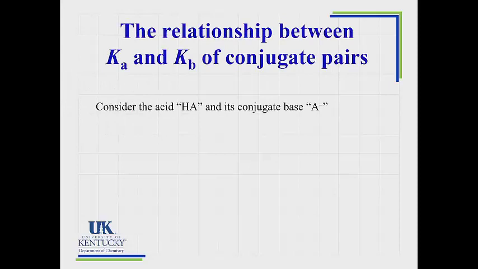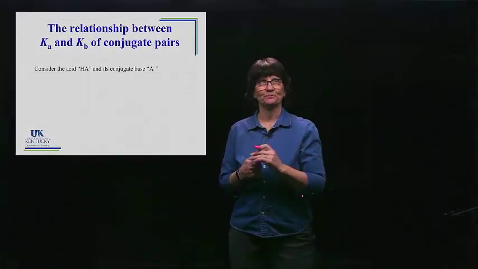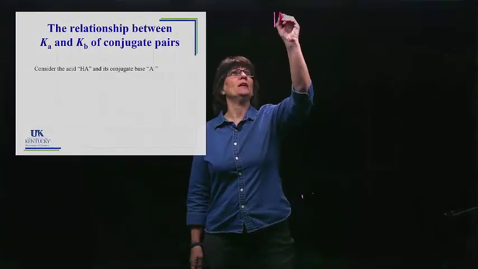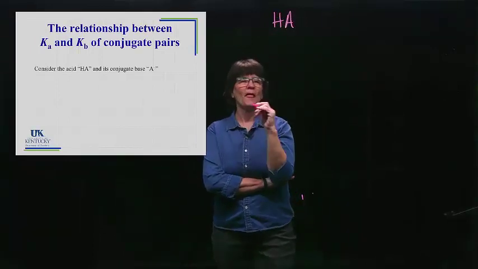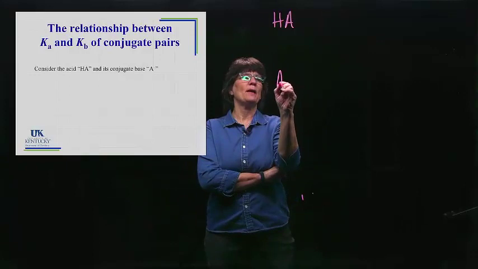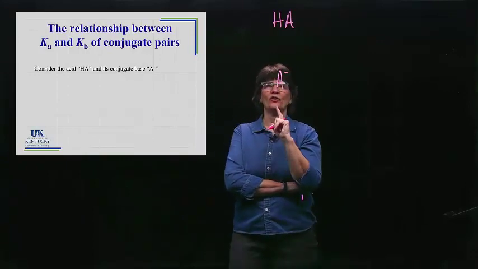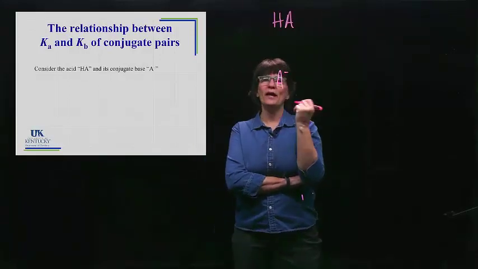Now, you've got to know a relationship between the Ka and the Kb of conjugate acid-base pairs. So let's do a little bit of work here back on our board. Let's consider HA and what it does when it's in water. And let's consider its conjugate base, A minus, and what it does when it's in water. And I want to write the reaction.